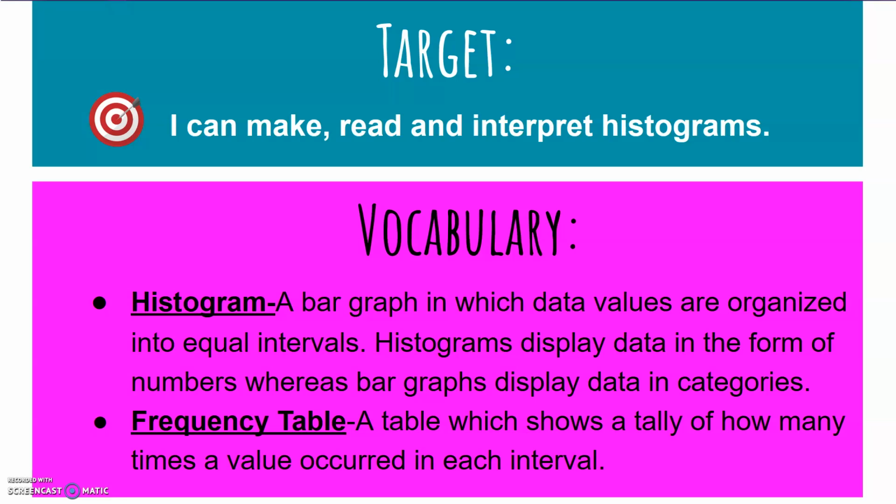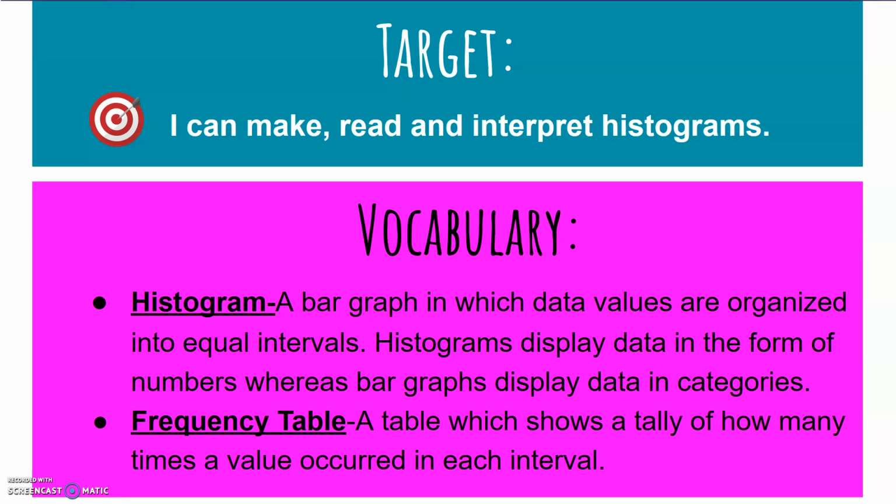And here we get to ask, what's a histogram? A histogram is a bar graph in which data values are organized into equal intervals. Histograms display data in the form of numbers, whereas bar graphs display data in categories. So a histogram is basically a bar graph, but instead of having categories at the bottom, you've got numbers at the bottom. We are also going to deal with frequency tables, which is a table that shows a tally of how many times a value occurred in each interval. So important things today, histograms and frequency tables.